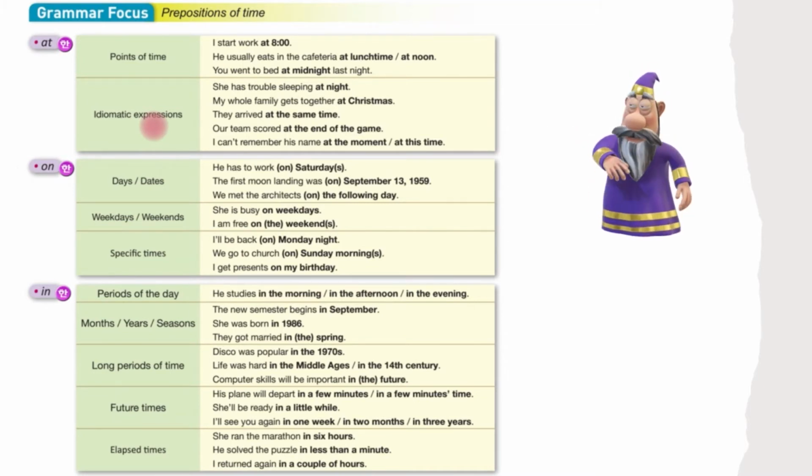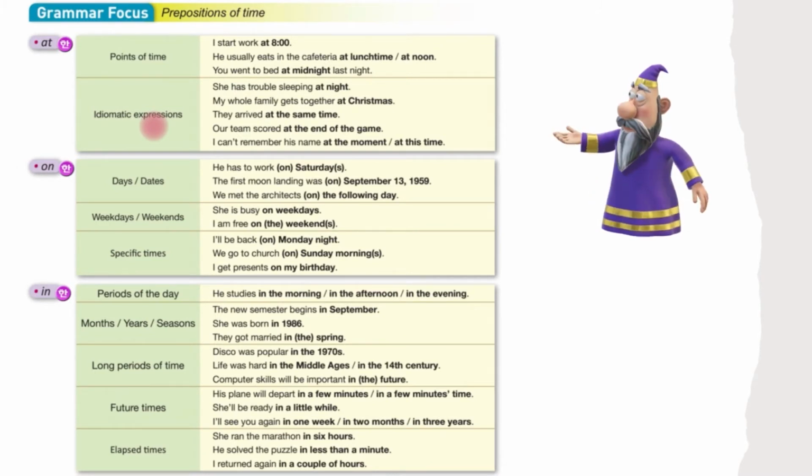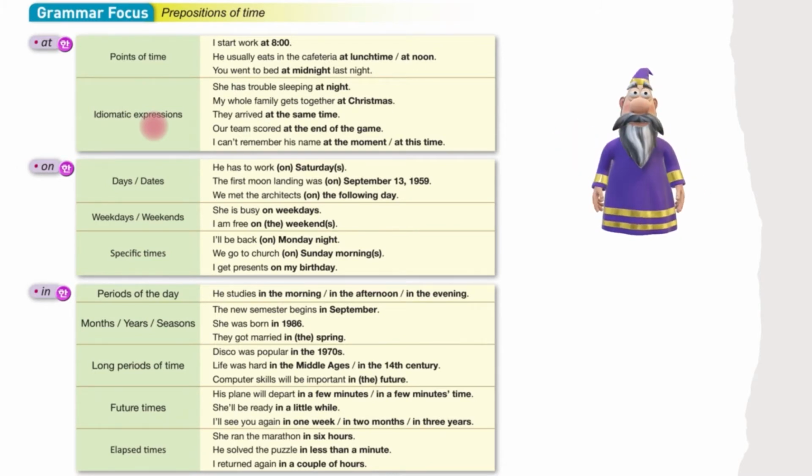My whole family gets together at Christmas. That means over the Christmas period. Not just for Christmas Day. They arrived at the same time. It's an expression to point out that they arrived somewhere at precisely the same moment, together. Our team scored at the end of the game.